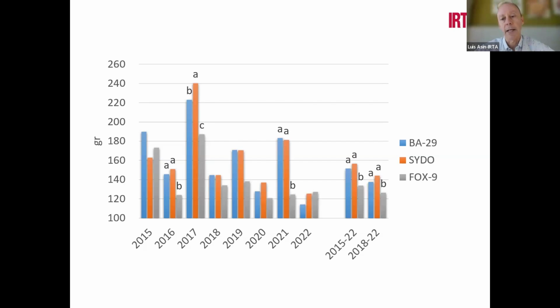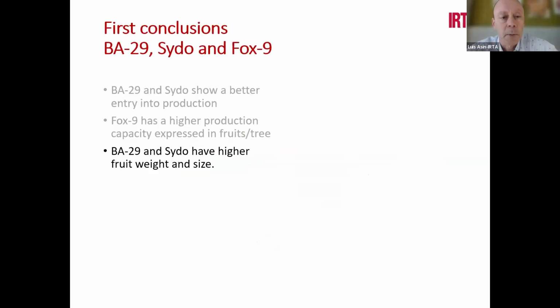And we can see on average the advantage of the BH29 and Sido. Consequently, if you are thinking about which cultivar you want to grow, and fruit size is important in this cultivar, you have to think if you go with a Fox9, or a BH29, or a Queens in general. First conclusion: BH29 and Sido have higher fruit weight and fruit size in comparison with Fox9.